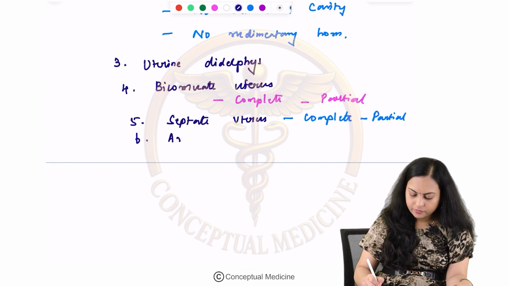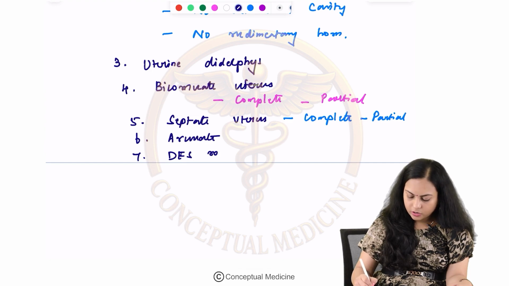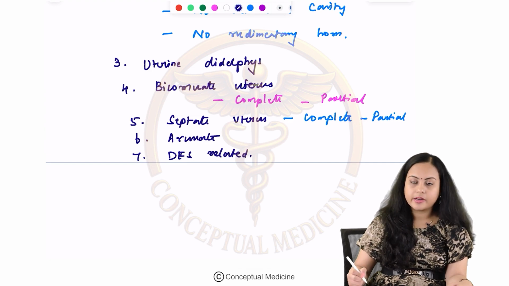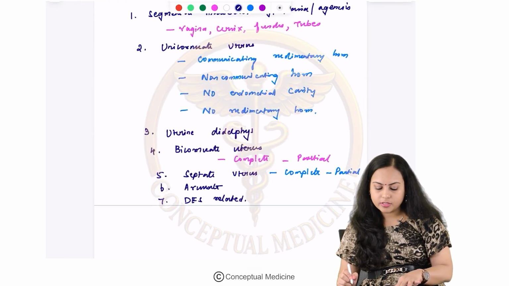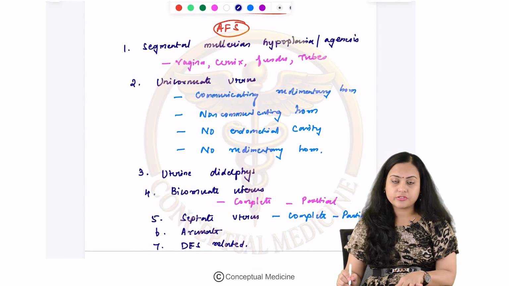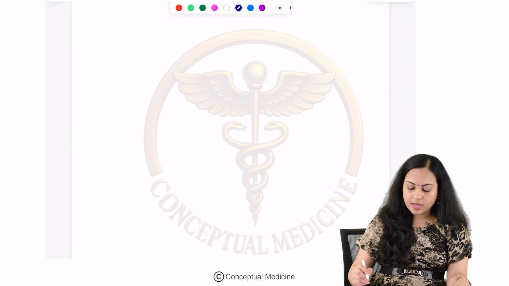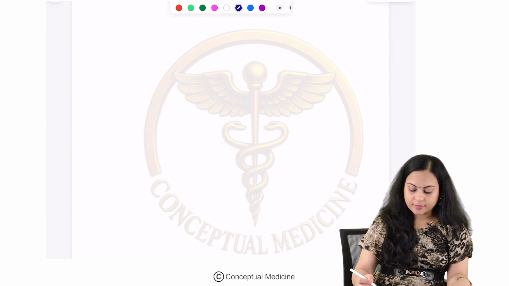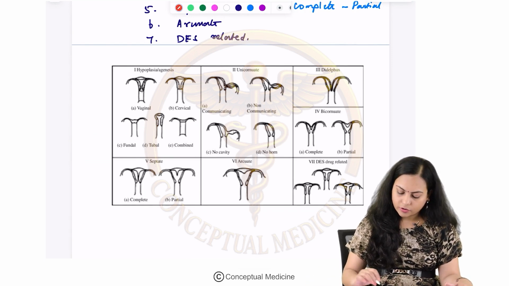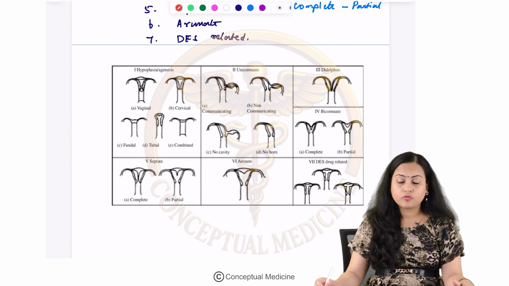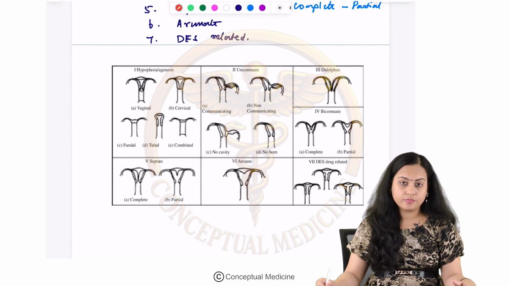Then we have the arcuate uterus and diethylstilbestrol-related complications arising in the uterus. So this is one of the standard classifications that has been used so far. But recently we have come across another classification system. This is a pictorial representation of the various anomalies discussed in the AFS classification.